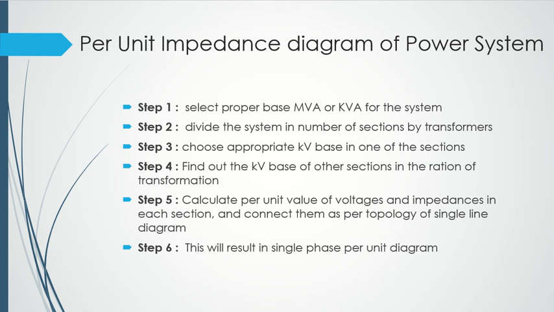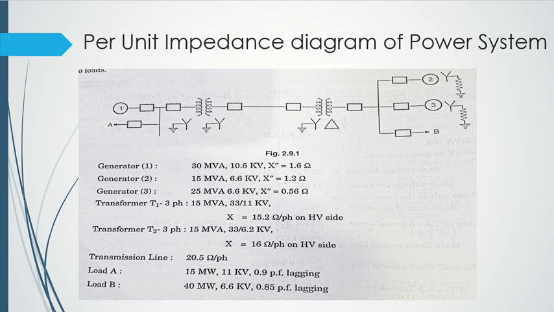Now let's see one of the examples for the per unit impedance diagram of my power system. So let's take this power system. As you can see from this single line diagram, I have 3 generators indicated by 1, 2 and 3. This is my first generator, the second generator, and third generator. The first generator is connected with load A here.